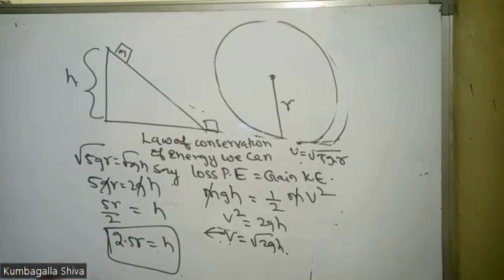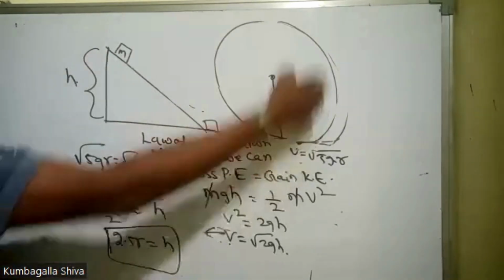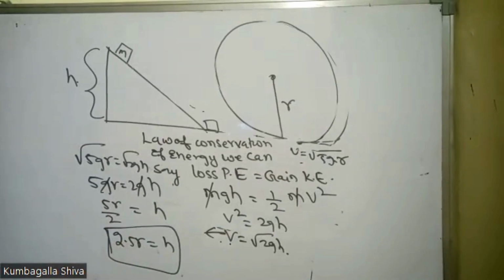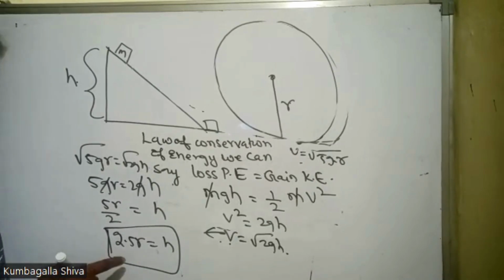So what should be the height that should be kept in order to have a circular motion? The height should be 2.5 r. Right? What is the height? h is equal to 2.5 r.